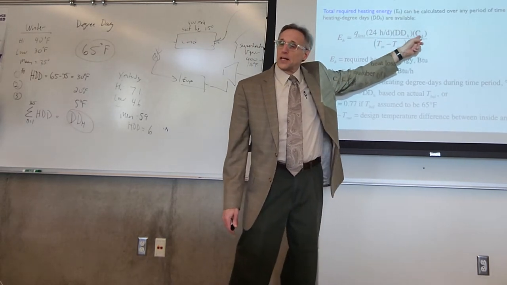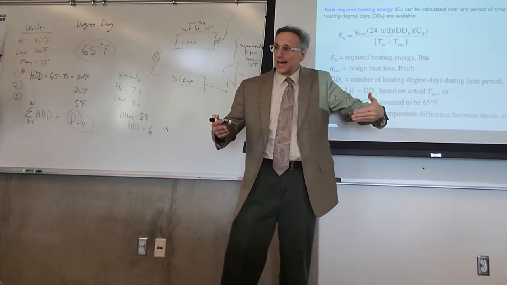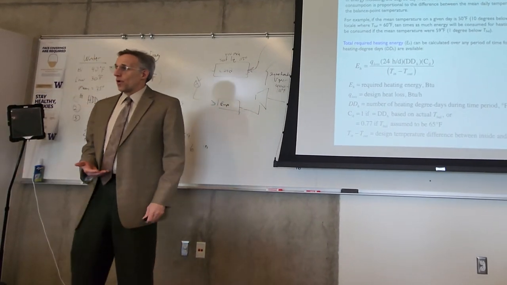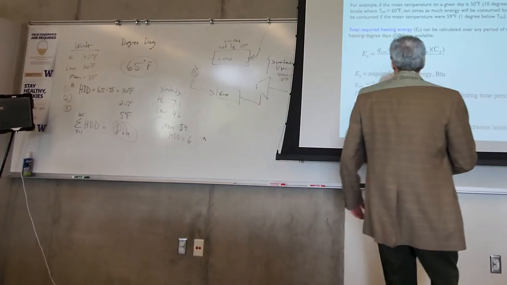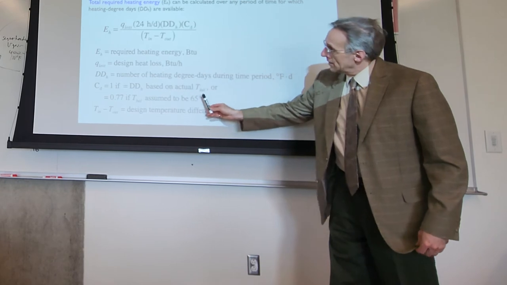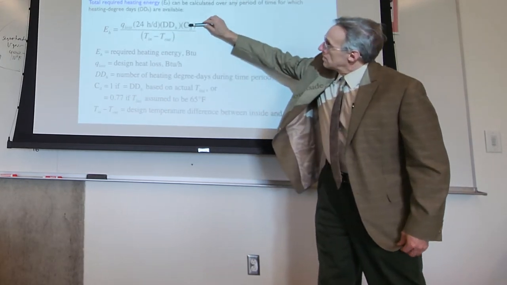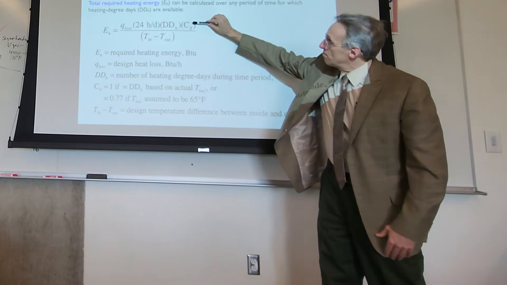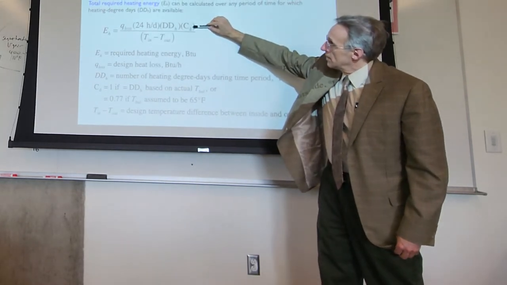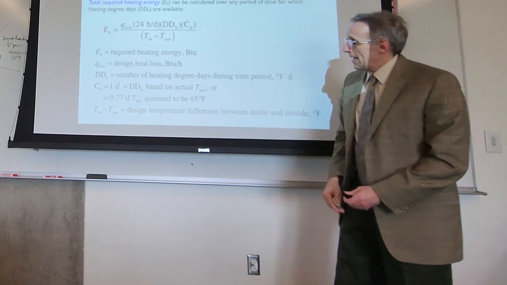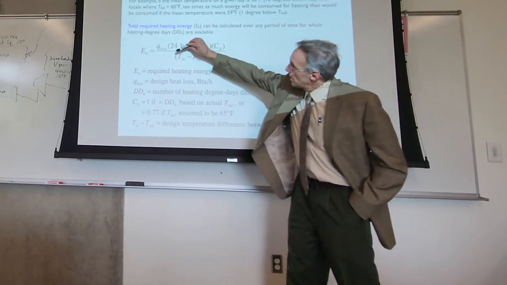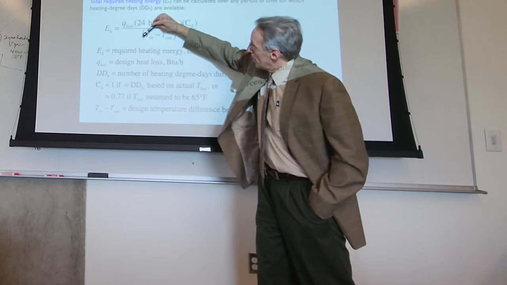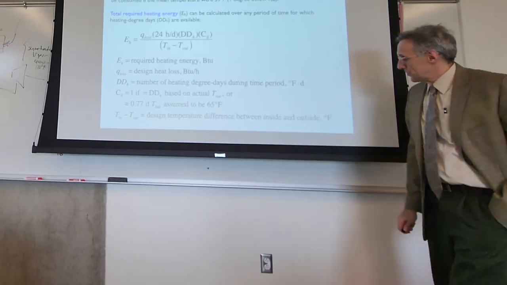This is a correction factor because they found out over time, as buildings have gotten tighter, the 65 degree balance point overestimates the energy requirement. And so if we use 65 degrees as the balance point, we use 0.77 to deflate the number a little bit, to take into account the fact that modern buildings are more energy efficient, and then divide by the difference between the indoor and the outdoor temperatures. And typically these two numbers will be what the engineer designed for. So the design being energy loss and the inside and outside temperature difference there.